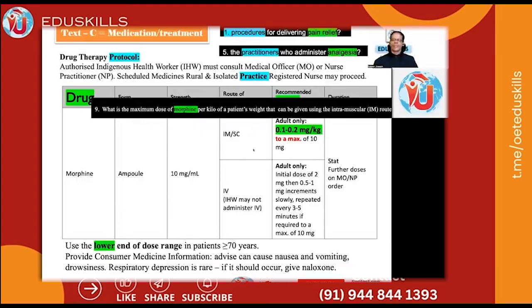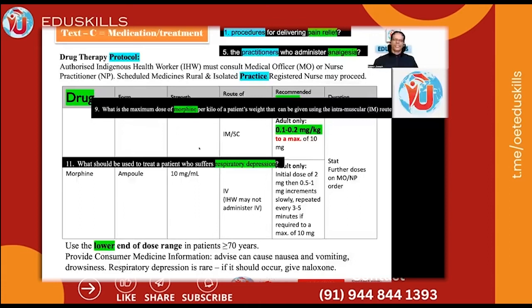And these are the kind of questions that used to be asked to primary students. They have given 0.1 to 0.2 mg per kg for adults. They are asking what is the maximum dose of morphine. Minimum is 0.1 and maximum is 0.2. They should not be asking you these simple questions, right?